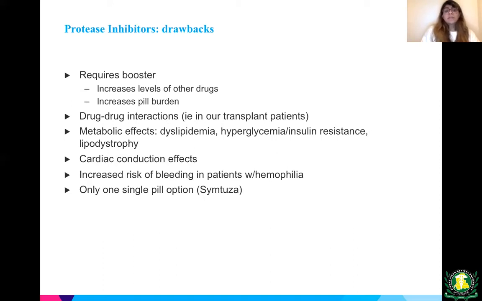We can also have metabolic effects. So dyslipidemia, hyperglycemia, insulin issues, and lipodystrophy. So these are just like fat redistribution. So if you have like a buffalo hump, that's considered a lipodystrophy. You can also have cardiac conduction effects, and increased risk of bleeding, actually in patients with hemophilia. And there's actually only one single pill option, Symtuza, which was approved pretty recently. So basically, a lot of pills and a lot of drug interactions with protease inhibitors.